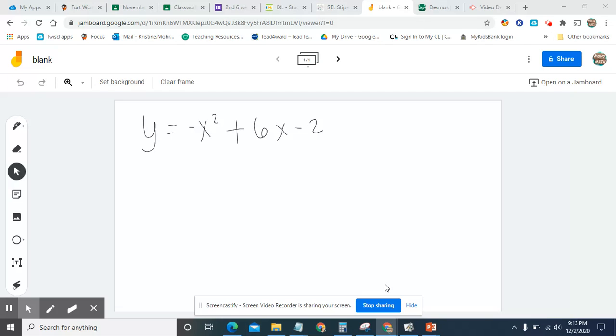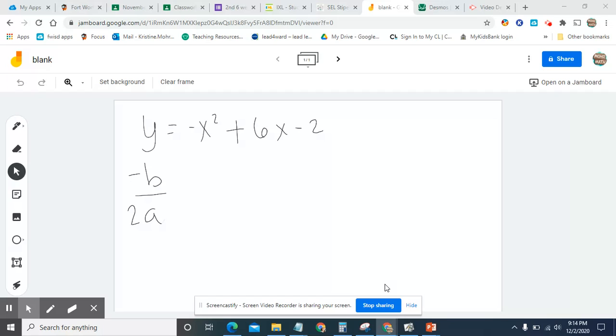But when we're finding the coordinates for the vertex, if you're doing it by hand, obviously the easy way is go graph it and look. But if you're doing it by hand, there's a formula, and it's negative b divided by 2a. Now, you need to determine, of course, what is b and what is a.